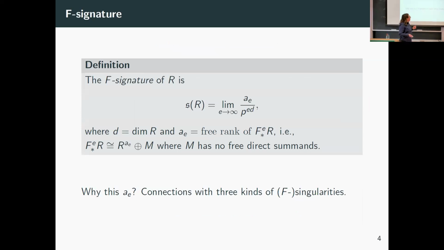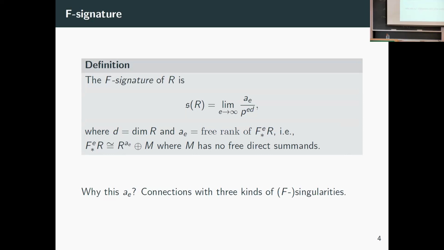So the first thing we need to define is the F signature. This is going to be a certain limit as we iterate the Frobenius. What's going on here is I'm interested in breaking down this module into a bunch of free direct summands, so a bunch of copies of R, and then some remaining stuff. And this A_E is telling me what is the maximum number of free copies of R I can find inside of this module?